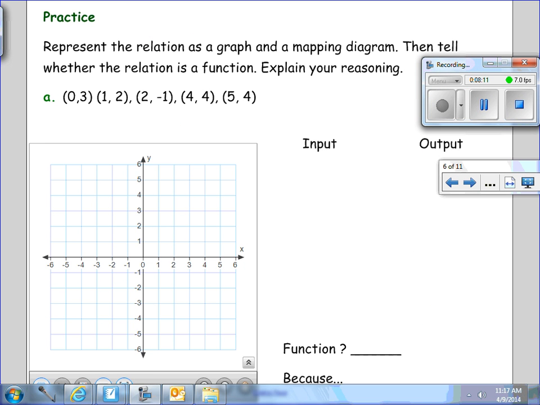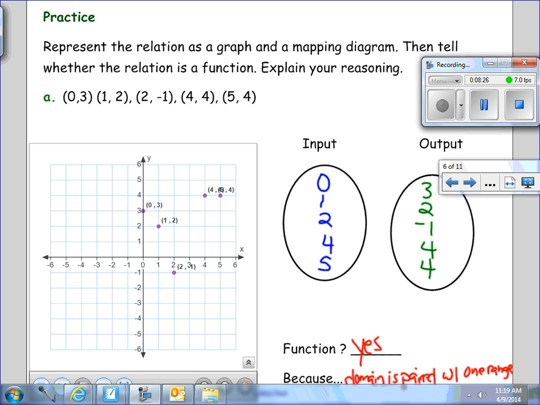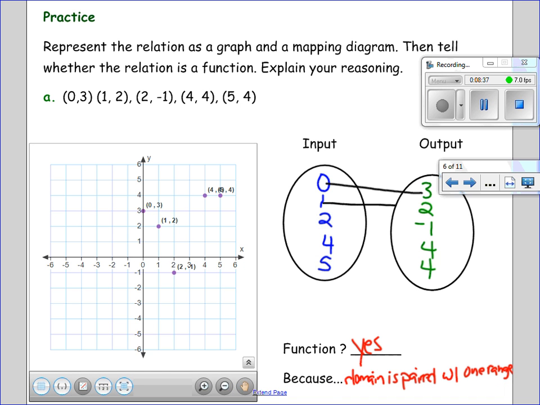So now we're going to practice. You're going to represent the relation as a graph and a mapping diagram, and then tell whether the relation is a function, and you're going to explain your reasoning. I will pause it. Come back and you can check your work. Okay, you'll notice we graphed this relation, and then we used it as a mapping diagram. You can note that the domain is paired with only one of the range, therefore it is a function.